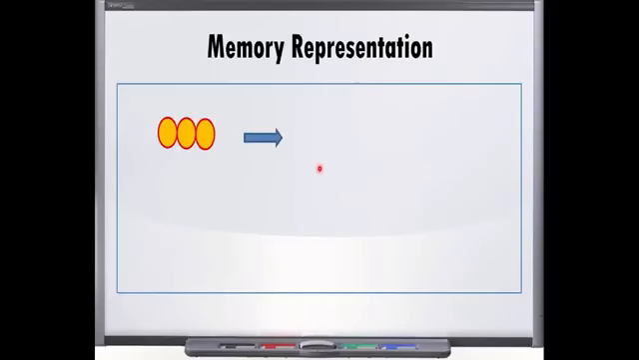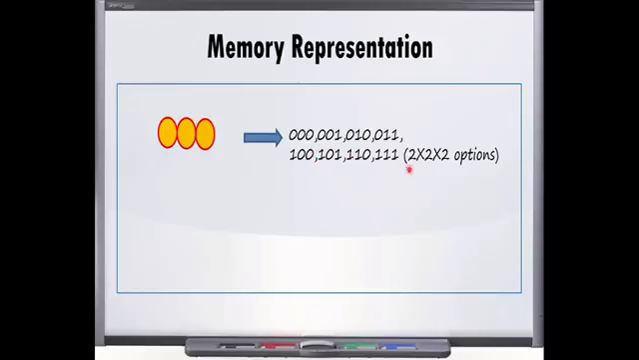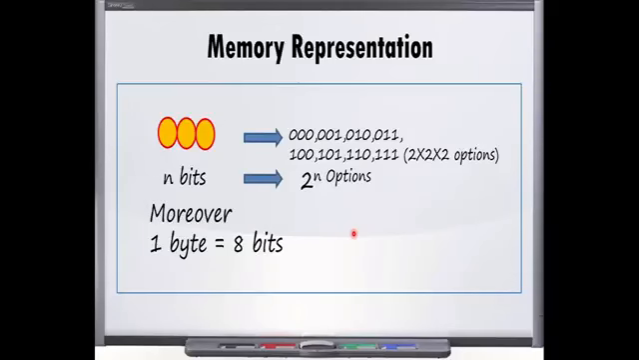If I have 3 bits, I have 8 options, 2 into 2 into 2. So if I follow this logic, if I have n bits, I have 2 raised to n options. And this is very simple mathematics. One more thing, 1 byte is equal to 8 bits. We are very much interested in byte because when we say memory, we are talking about RAM. So RAM is segmented byte-wise, meaning each byte consists of 8 bits, and these 8 bits get an address of their own.